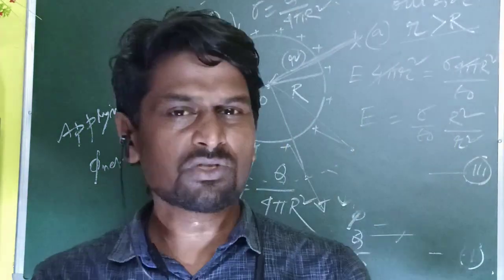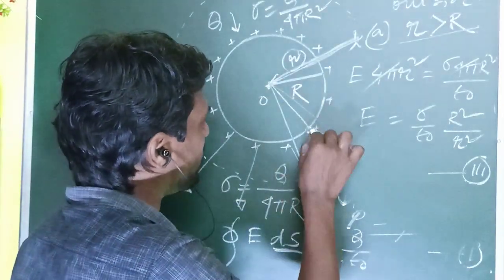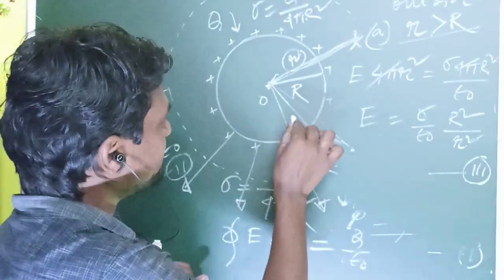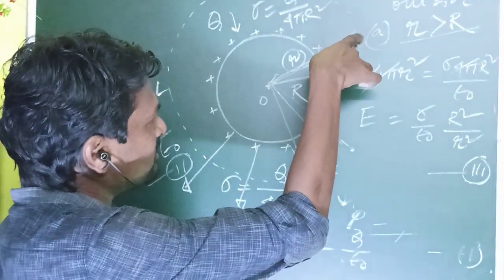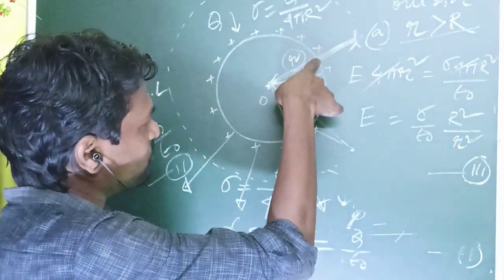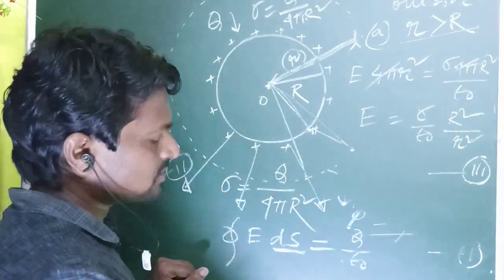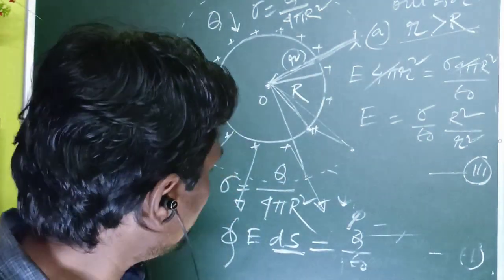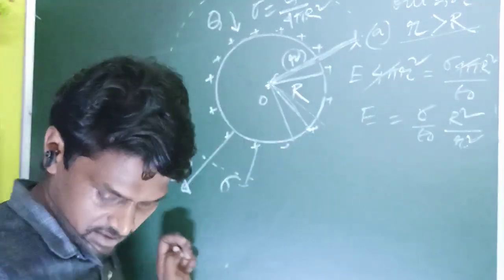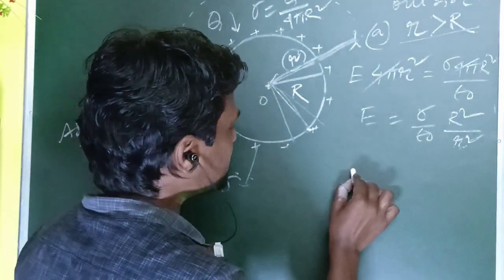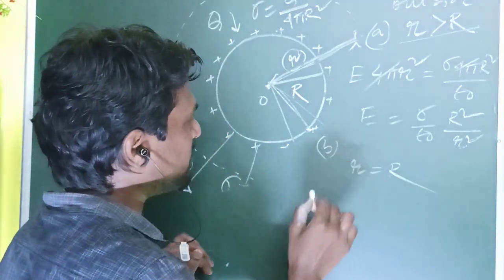Then students, now think: if the observation point is at that point, that is small r, this point is shifted to that particular point, then small r is equal to capital R. You have not applied that particular one; you can just apply small r is equal to capital R.